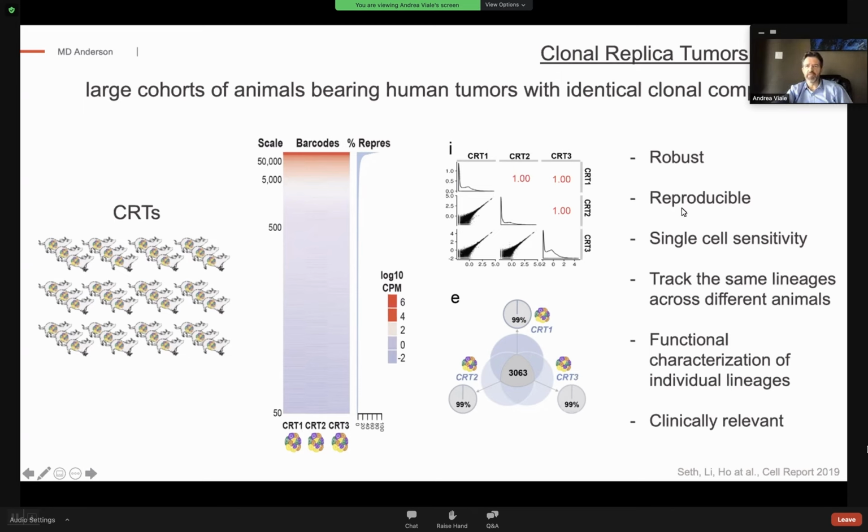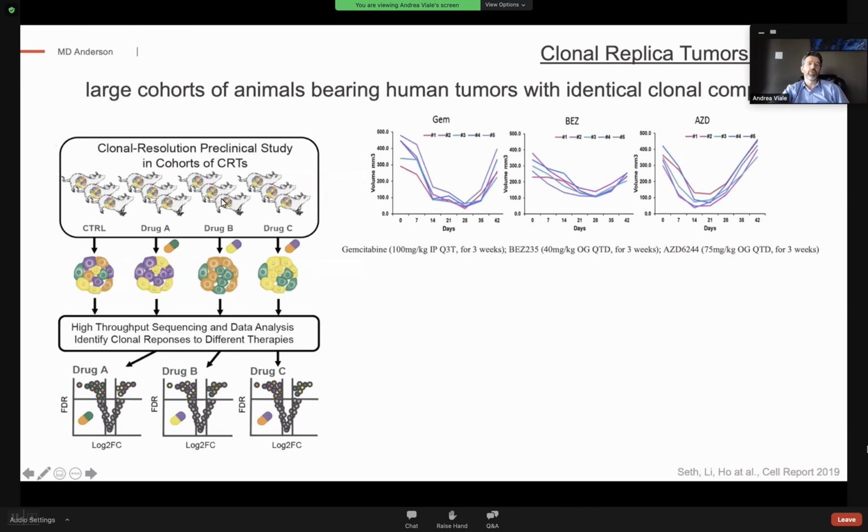So we demonstrated that this is a very robust platform, it is reproducible, and we can track the same lineages across different animals. This is really a key advancement of the platform, and we can do this almost with single cell sensitivity. And so we can really run studies that we think are clinically relevant, and we can also do functional characterization of individual lineages that can be isolated.